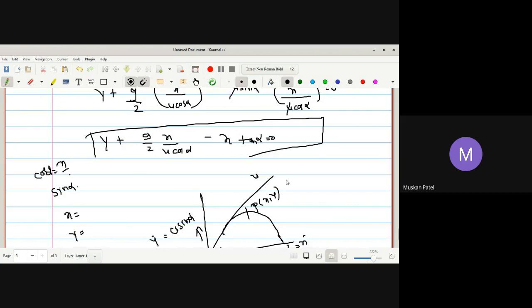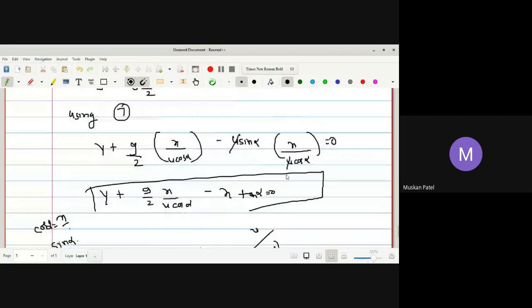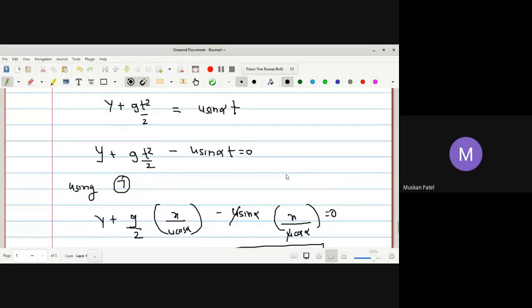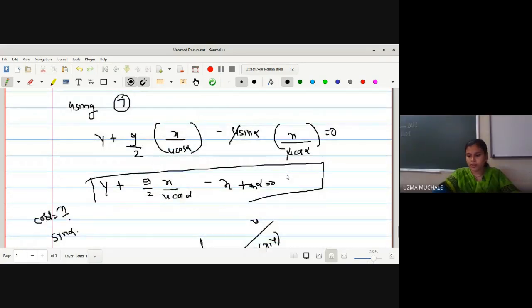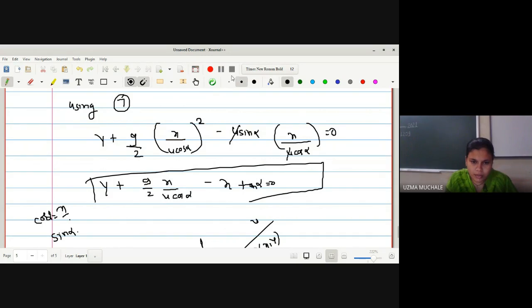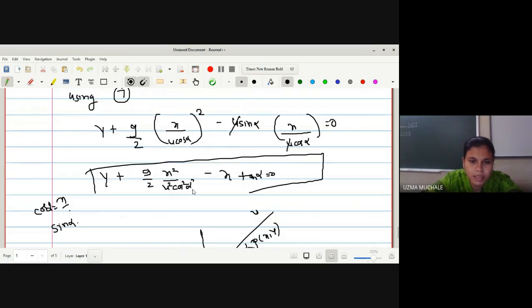U square should be there, right? Yes. g by 2 times t square. This must be squared, right? Okay, fine. This is a square. This whole term is squared. So square cos square. Okay, now it is okay. T square must be x by u cos alpha, squared. Okay, anyone else having a doubt?